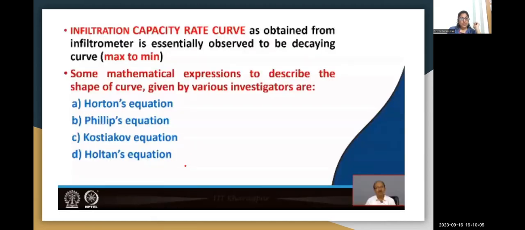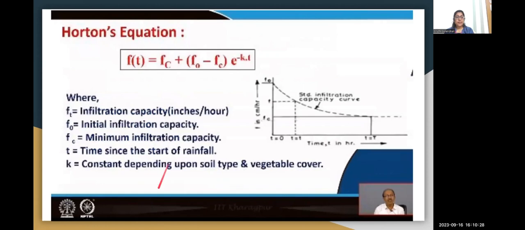Let's see. Infiltration capacity can be estimated using certain mathematical expressions like the Horton's equation, which is the question that has been asked right now. The Phillips equation, Kostyakov's equation, Horton's equation: these are some of the mathematical expressions for finding out the infiltration capacity. Then the Horton's equation is this.